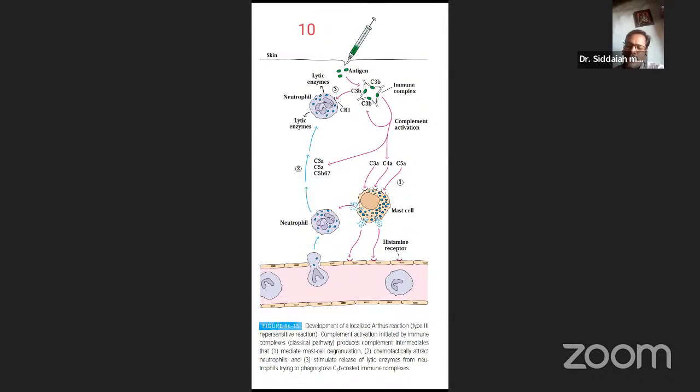So this is about hypersensitivity third reaction. Okay. Complement proteins chemotactically attract the neutrophils and stimulate the release of lytic enzymes of neutrophils.